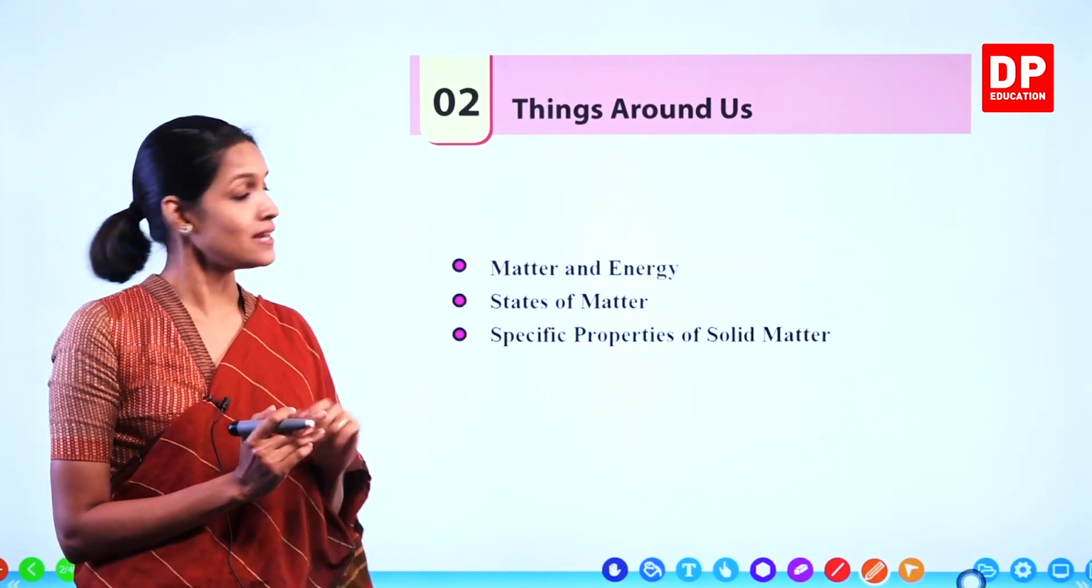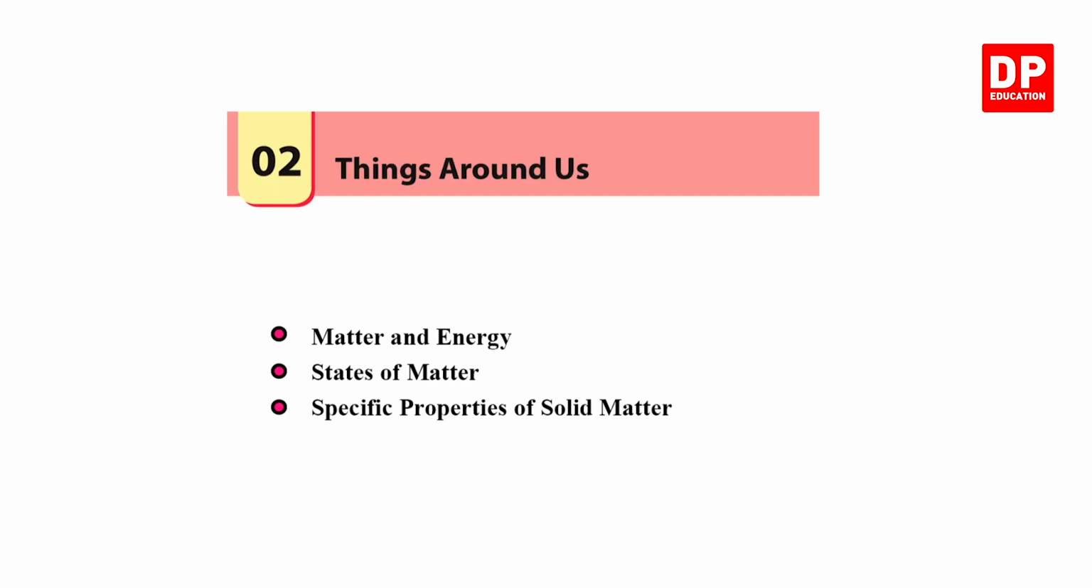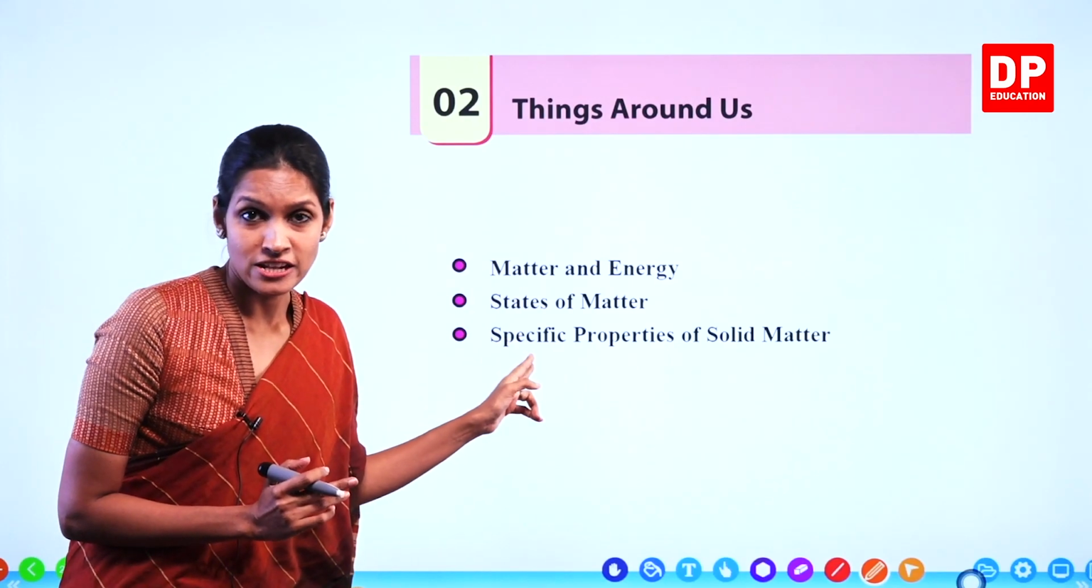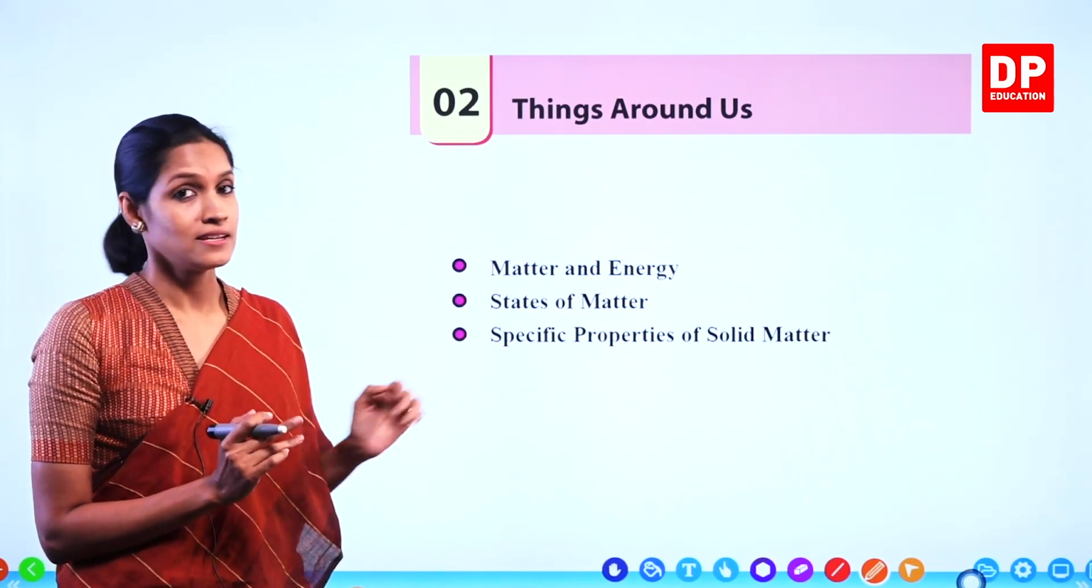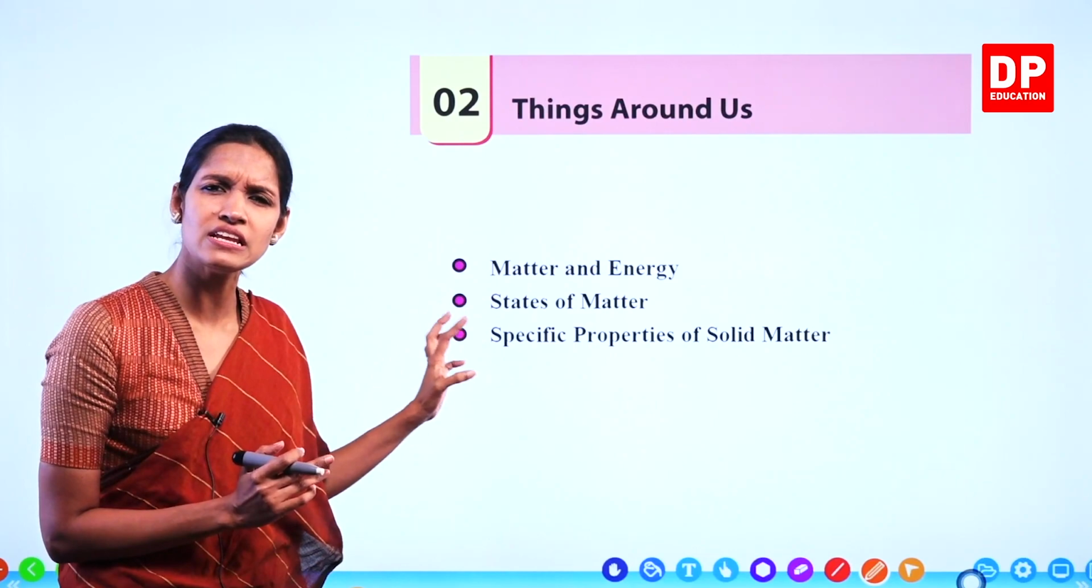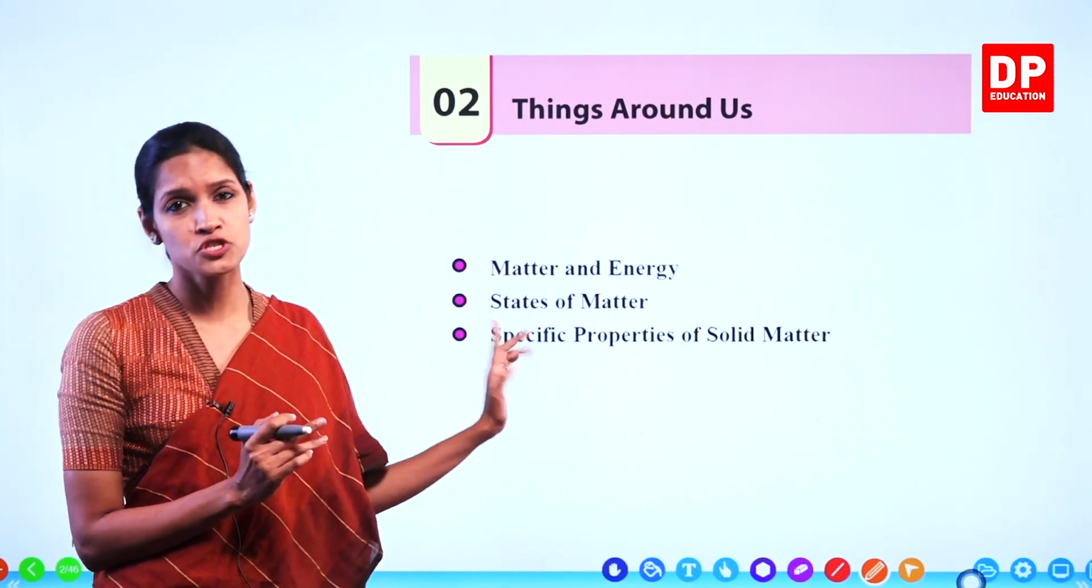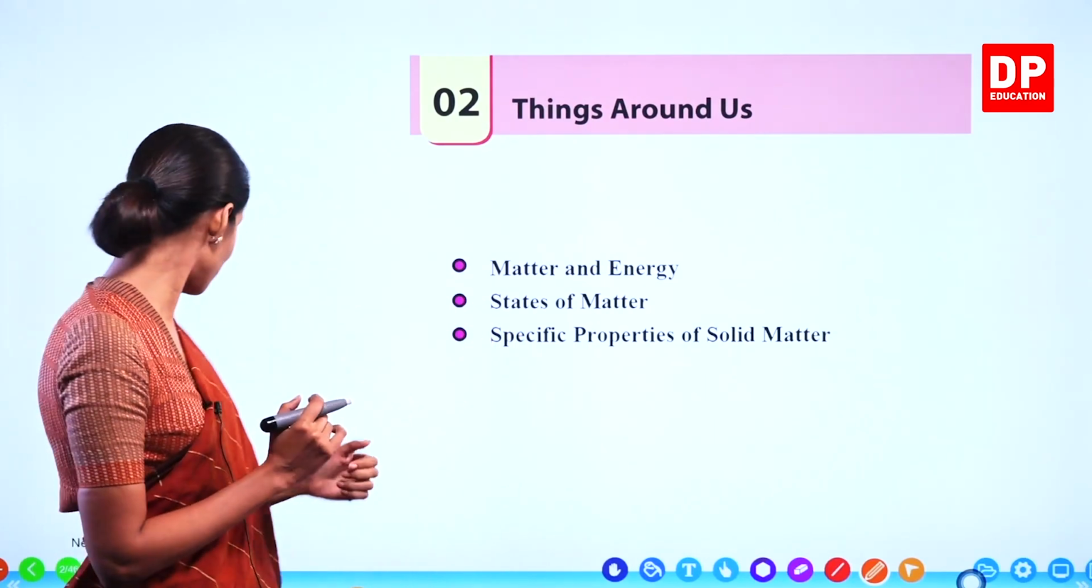So we are going to learn what the states of matter are, what the special characteristics of these states of matter are. And then we are going to learn specific properties of solid matter. When I explain this, you will understand that solid is one state of matter. Understand? We are going to specifically learn about the special features of solids. So we will start the work.